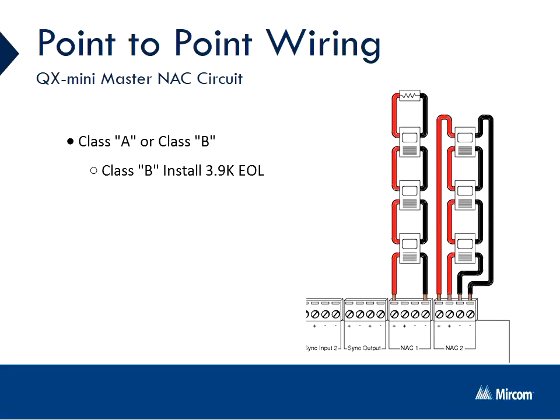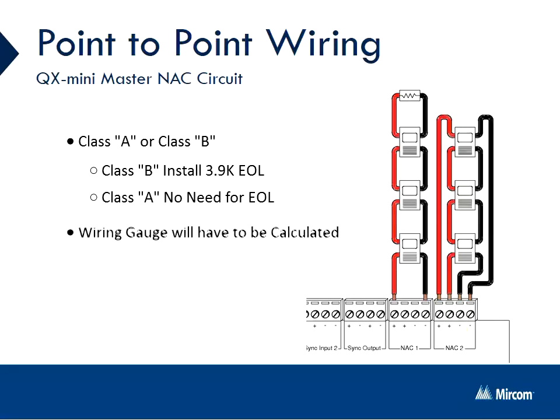If you wish to wire your NAC circuits in a Class A fashion, your out wiring will be connected to the leftmost positive terminal and the rightmost negative terminal. The return wiring will be terminated to the middle two positive and negative terminals, and there will be no need for an end-of-line resistor. The number of devices and wiring length will have to be calculated to assure that you are using the correct wiring gauge.